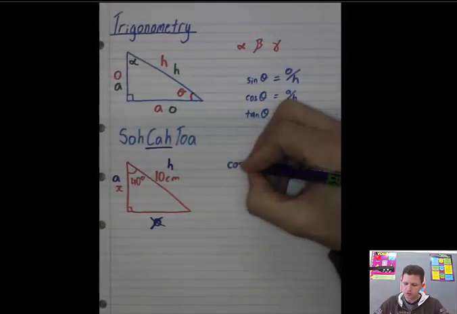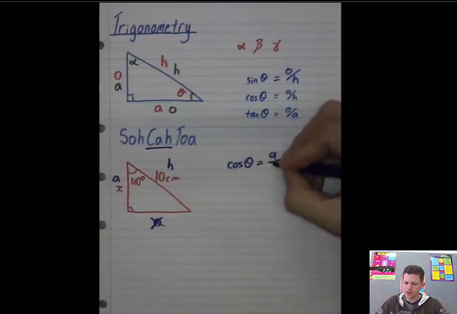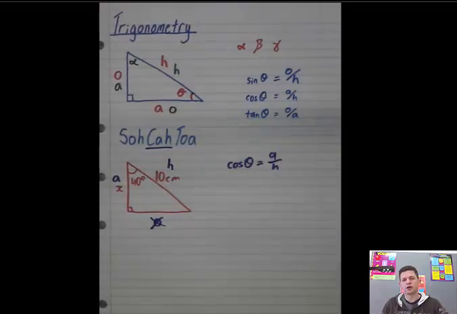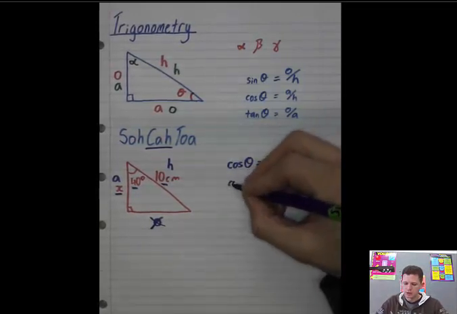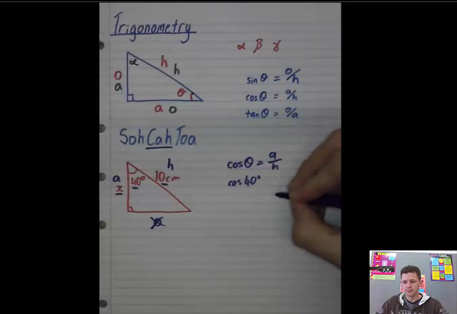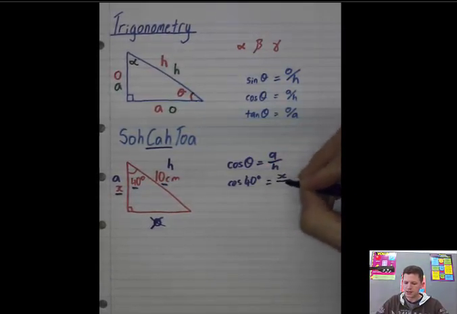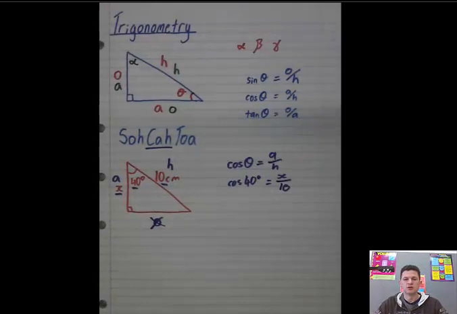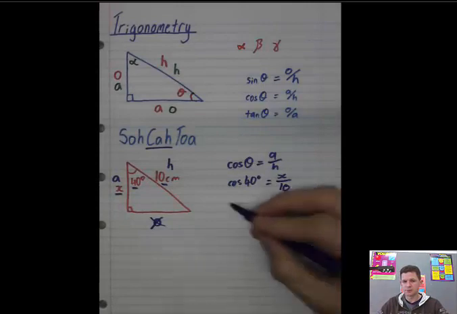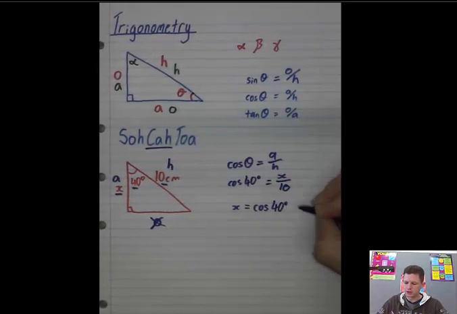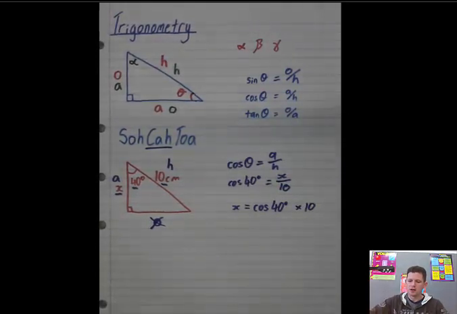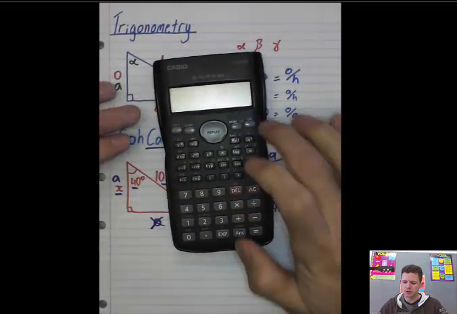So we write out our cos rule, cos theta equals A over H. Then we substitute the triangle information into a rule. So we've got three pieces of information, an X, a 40 and a 10, that we're going to substitute into this rule. So our theta becomes 40 degrees, our A becomes X, and our H becomes 10. So now we've just got a simple equation to solve. Just like in algebra, we're dividing by 10, so we times both sides by 10, which leaves us with X equals cos 40 degrees times 10. And that we put into our calculator.